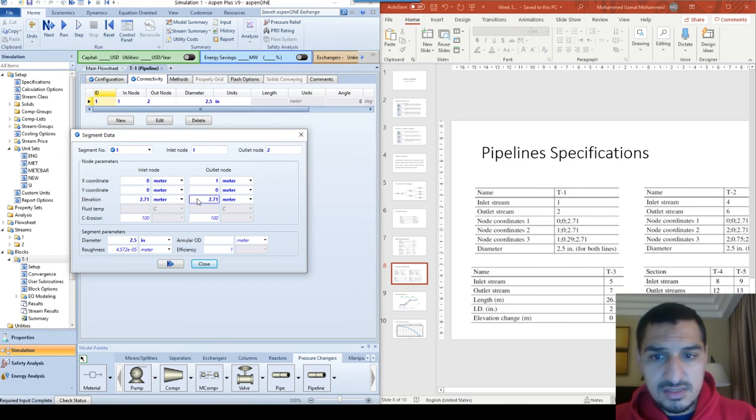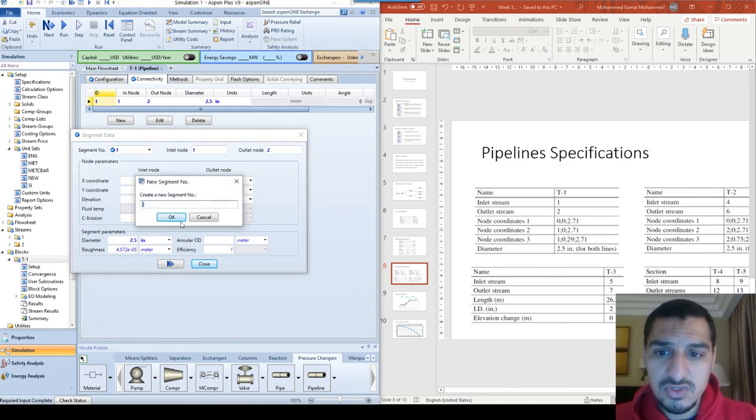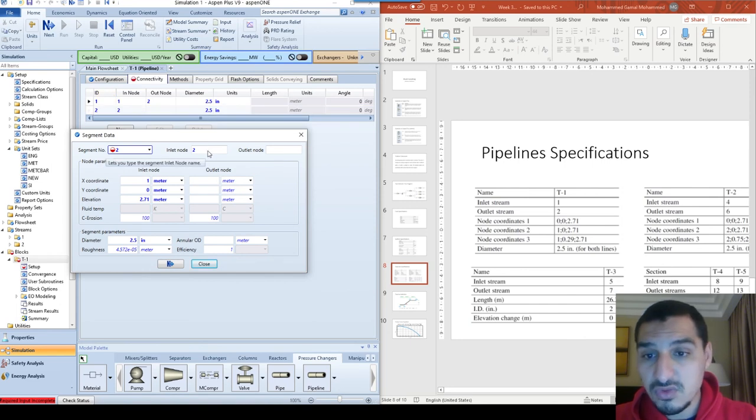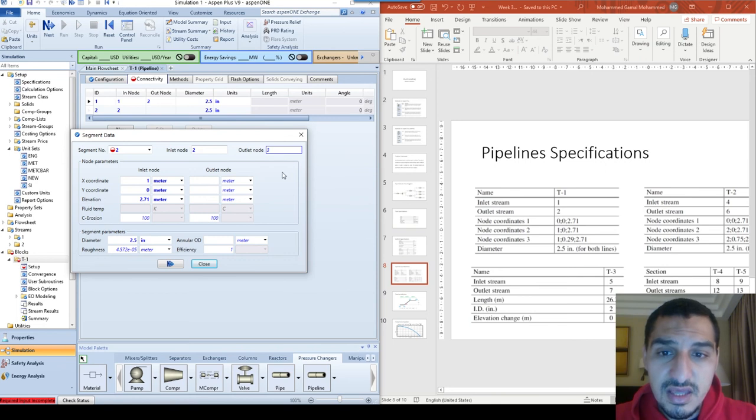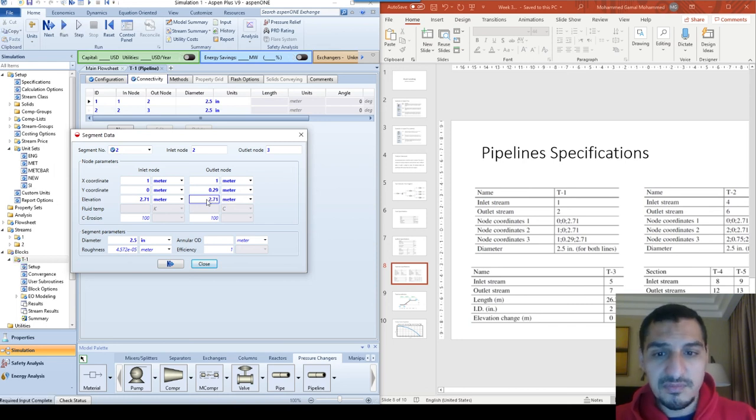So this is now done, and we can add one more node, which is node number 2. One more segment, and the segment from node 2 to node 3. And it already takes the outlet conditions of the first segment as the inlet of the second. So we have these coordinates that I have already defined before, and it's going to be 1.29 and 2.71.